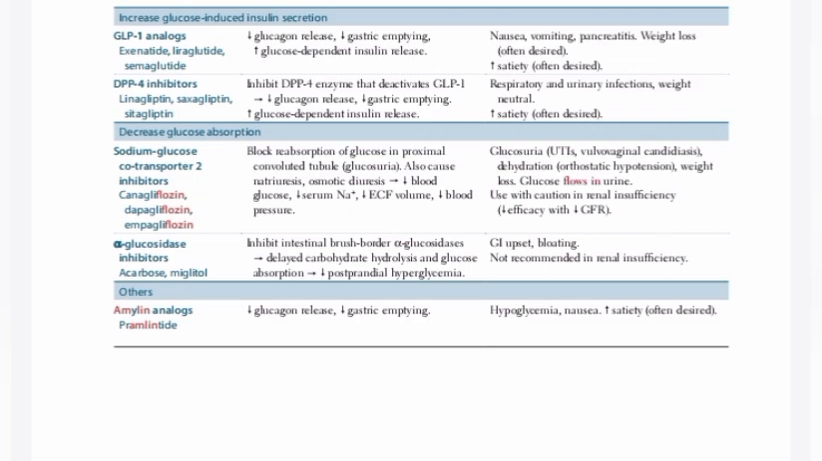So the other is amylin analog, pramlintide. It again acts on pancreas alpha cells and decreases glucagon release, and it acts on stomach to decrease gastric emptying. So the side effects are hypoglycemia, nausea, and increased satiety, which is often desired.